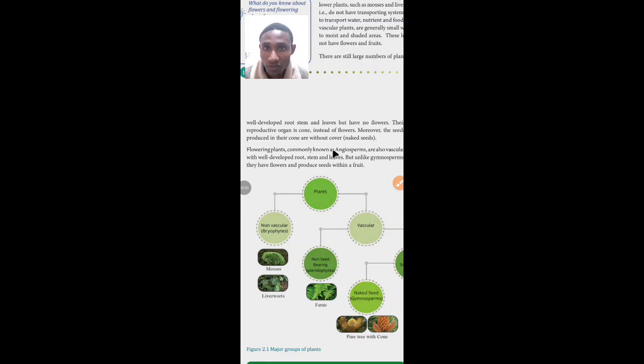So what is a gymnosperm? Like the zagwa and also conifers. They reproduce by cones. They do not have any flower. They are well developed, and they have their vascular bundles. They have a root system and also stem and leaves, but they do not have any flower. And they have a seed, but their seed is a naked seed, which means a seed without a cover.